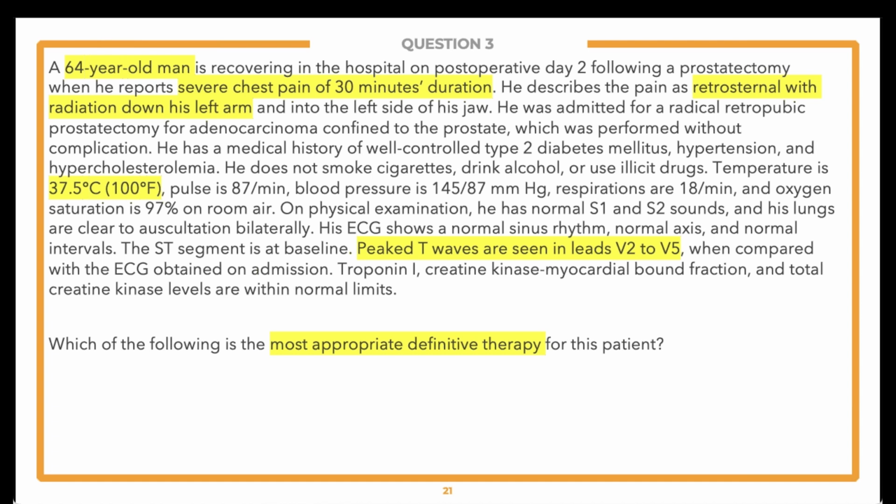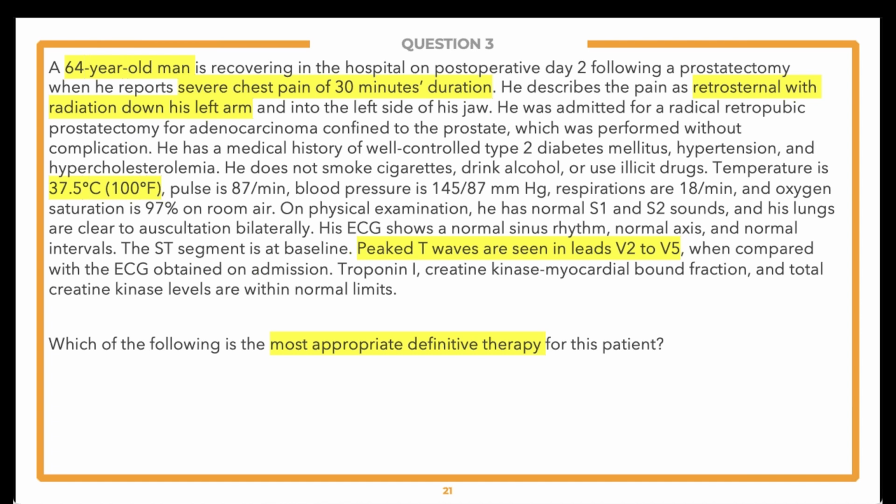Now, when they do an EKG, ST segments are at baseline. However, there are peak T waves seen in V2 to V5. Now, you must be thinking, what do peak T waves mean, right? In Step 1, I've heard peak T waves and I associate that with something. But what does that mean in this situation? When compared to the EKG on admission, his troponins, his CK-MB, and his total CK levels are all within normal levels. What does that mean? And does he meet certain criteria for me to do something about this?